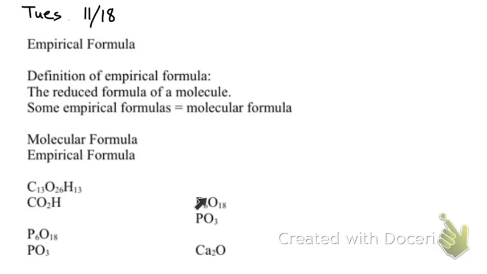That example happens to be on there twice, so don't worry about this one. The next one we have is Ca2O. We only have one oxygen and two calciums. Because we can't take anything out of this besides one, our molecular formula is the same as our empirical formula.